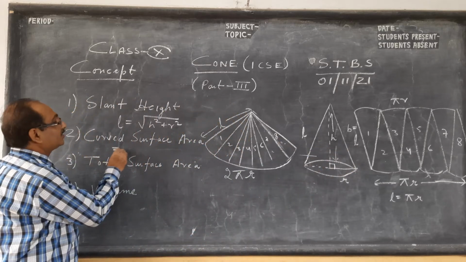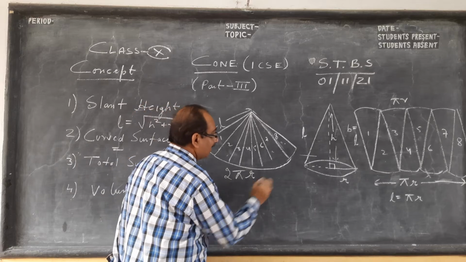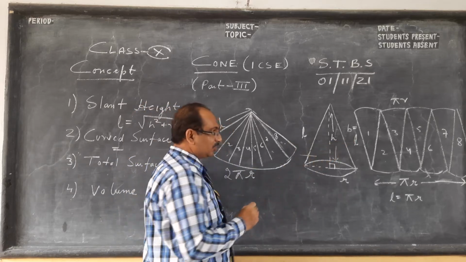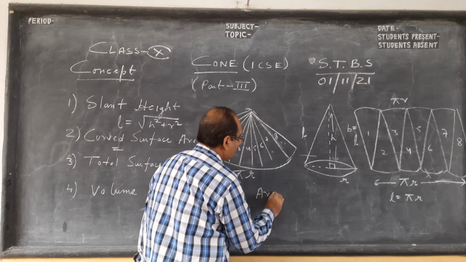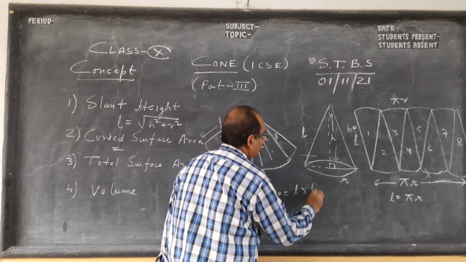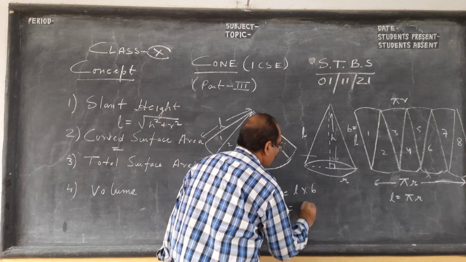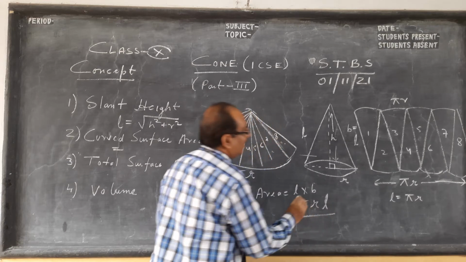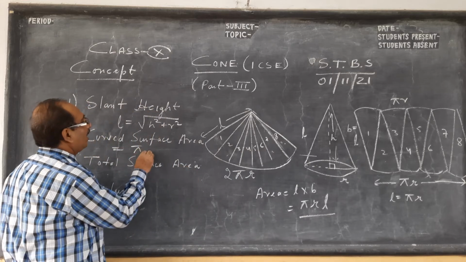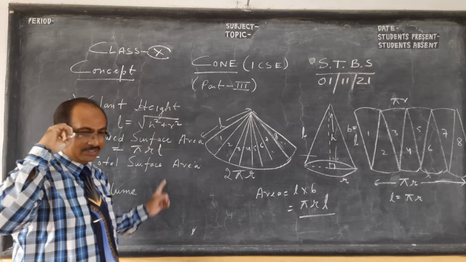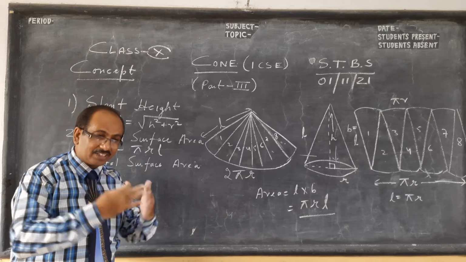So what we get is the curved surface area. See here, it is the area of this paper. So this will become a rectangle when the pieces are small. So the area of a rectangle is length into breadth. What is the length of this? Pi r. And what is the breadth? L. Length into breadth, so pi r L. Keep it in your brain box. Pi r L is the curved surface area.